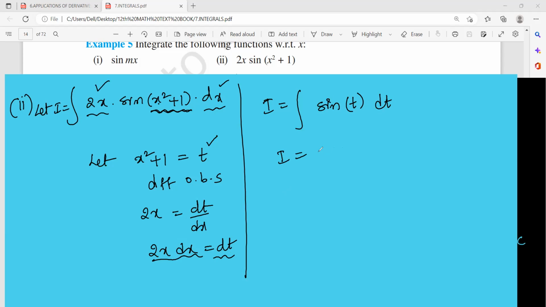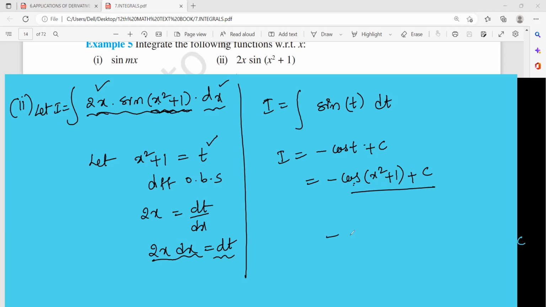Minus cos t plus c. You substitute: minus cos of x square plus 1. So for this, if you want to differentiate, you will get it. If you differentiate, you have to get it, no? Yes, you differentiate.